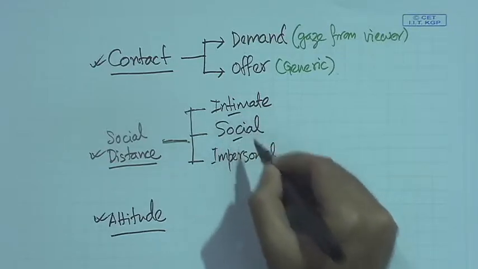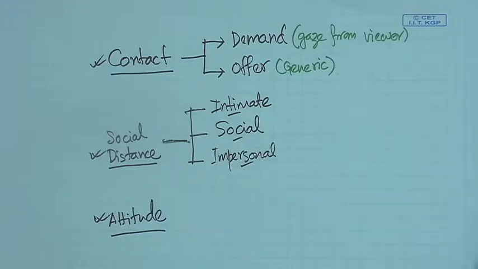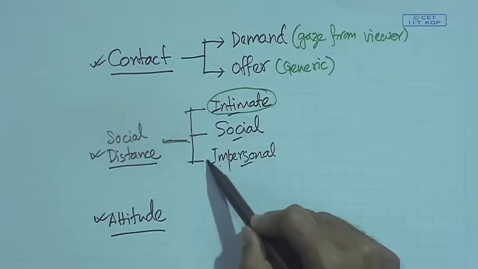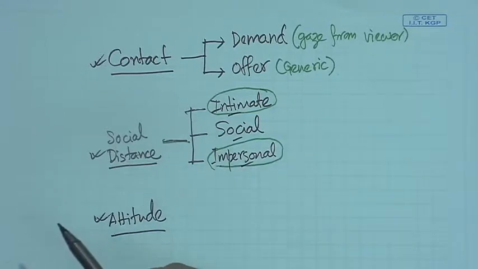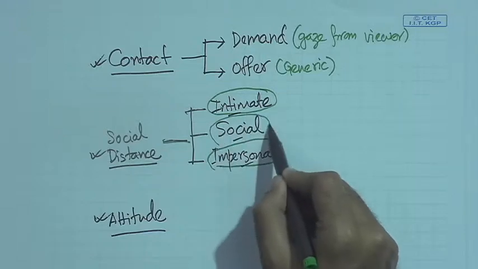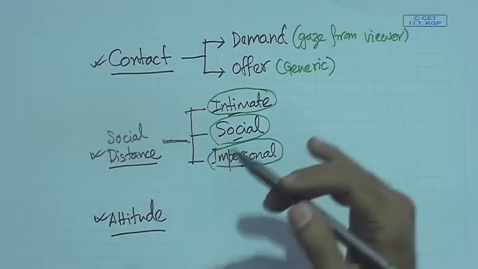So, these are three kinds of social distance possible. One which is very intimate, very personal, and at the other end, very impersonal. These are the social distances available, and the medium one is the social. So, how do you cast these three things? How do you cast a social distance in an image?